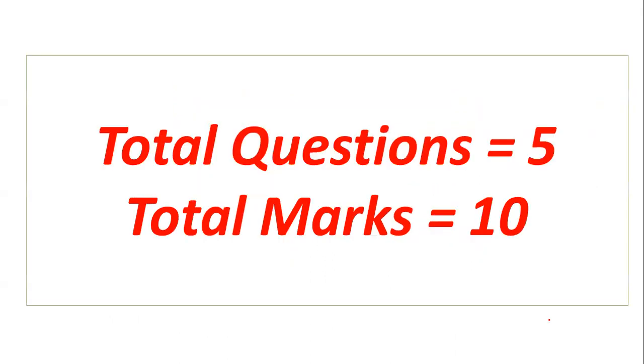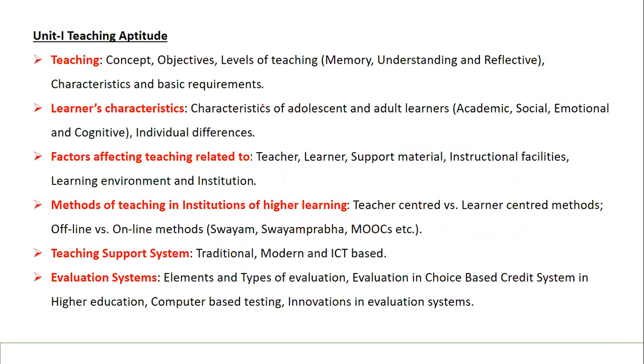Okay, now let's start with today's class, which is teaching aptitude, where you have five questions with total marks of 10, so each question carries 2 marks. The syllabus, which I keep revising on a daily basis, has subunits like teaching, where we have concept, objectives, levels, and characteristics. We have learner characteristics, which include academic, social, emotional, and cognitive characteristics.